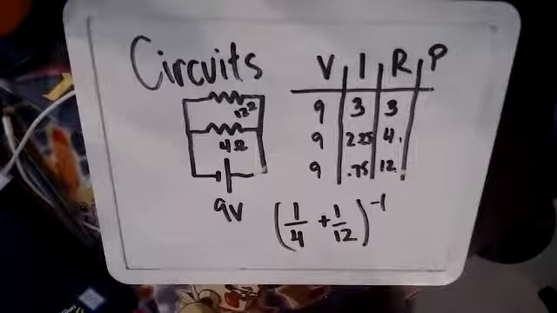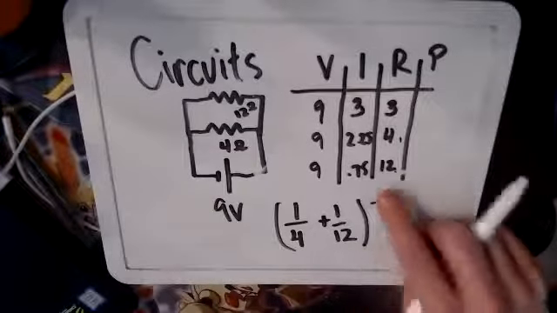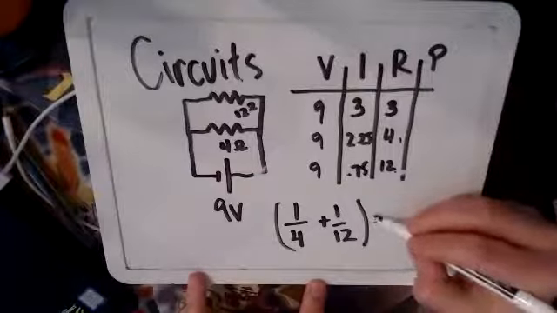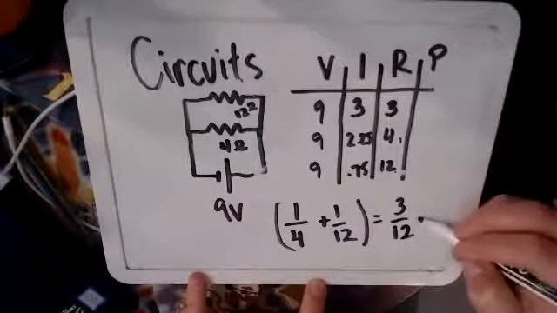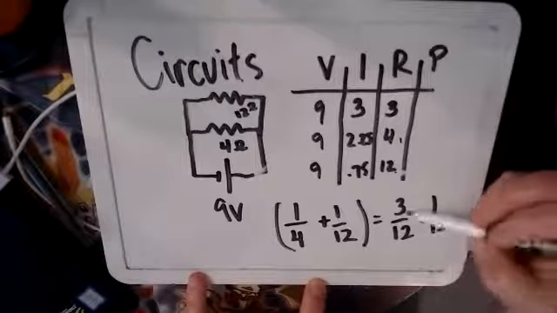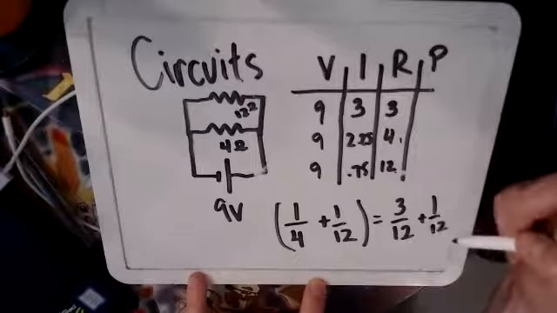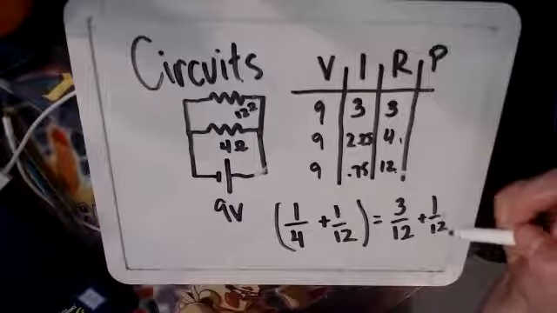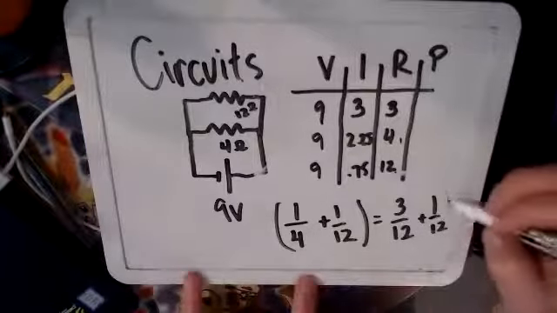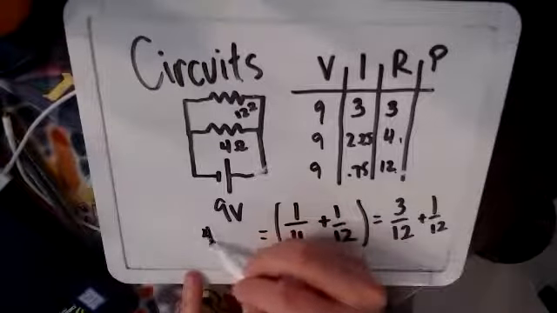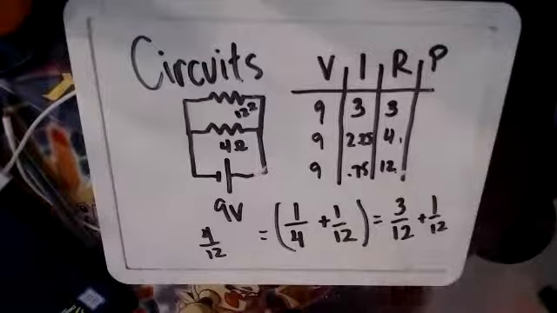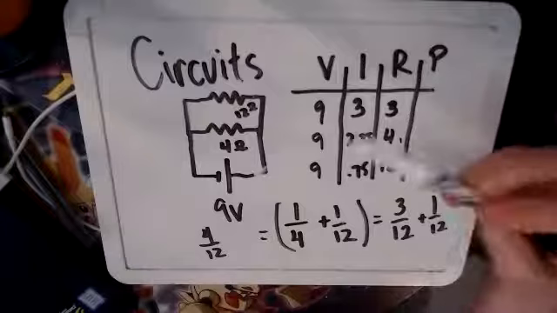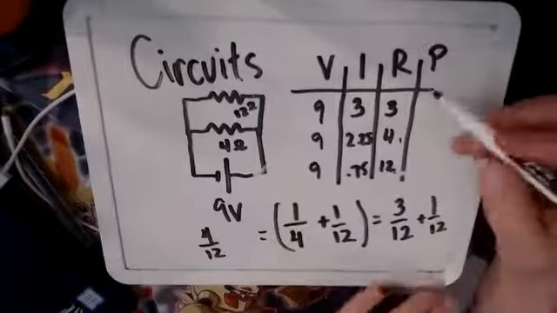Without access to a calculator, I need to find the common denominator of these two statements, which is 12. So I get 3 over 12, which is 1/4, plus 1 over 12, which is 1/12, and I get 4/12. When I invert all of these, 12 over 4 is 3, and I find that I did it okay. By adding an extra path, we reduce the total resistance.